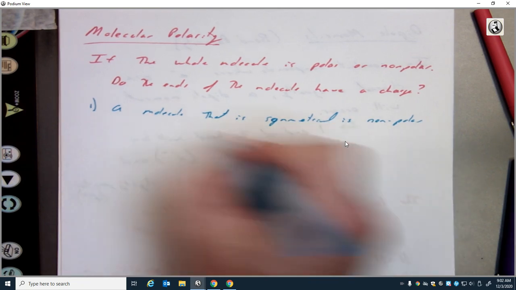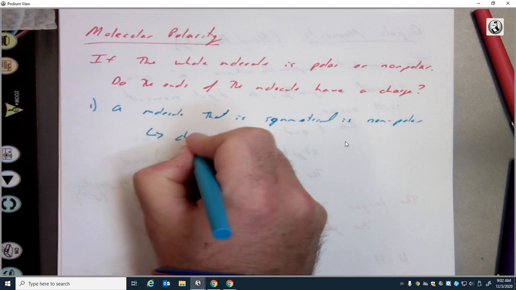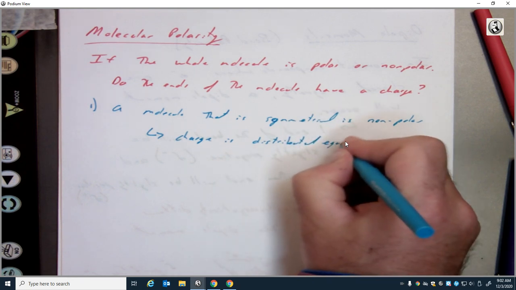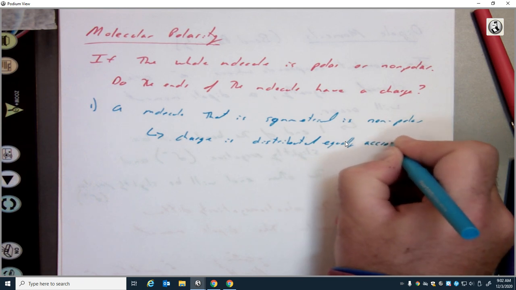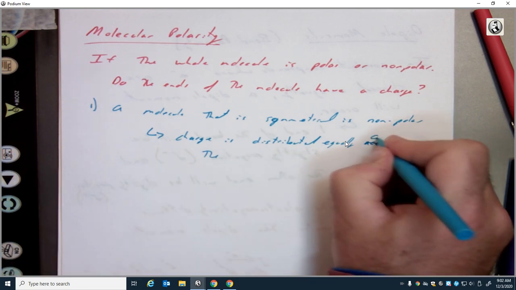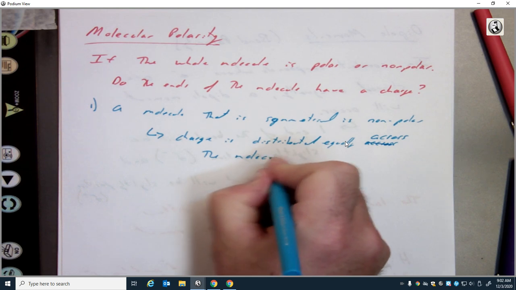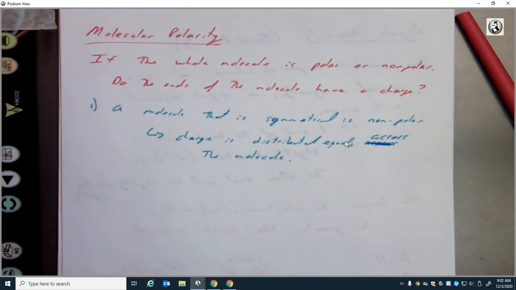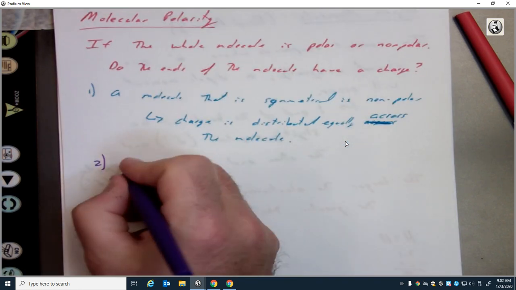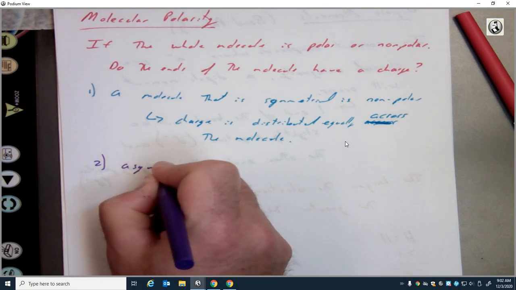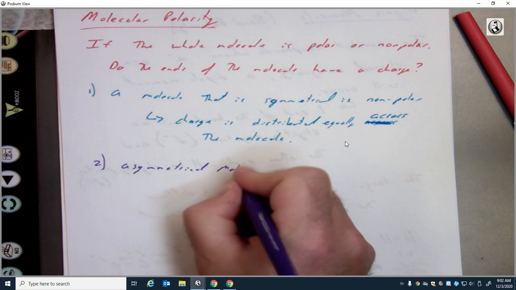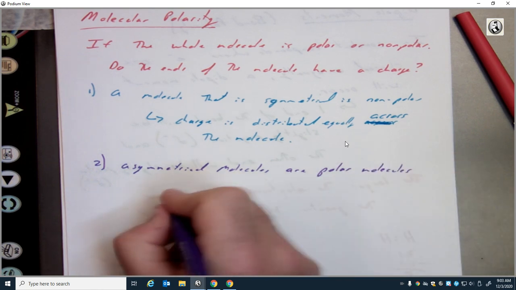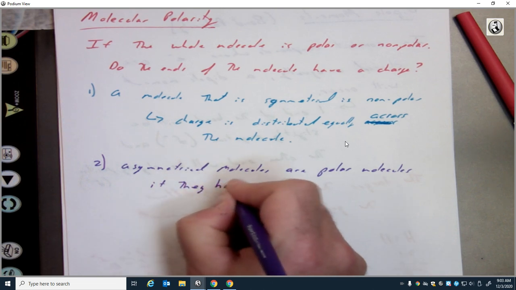If it's completely symmetrical, what that's telling us is the charge is distributed equally across the molecule. And I'll show you that. Number two, asymmetrical molecules are polar molecules if they have polar bonds.